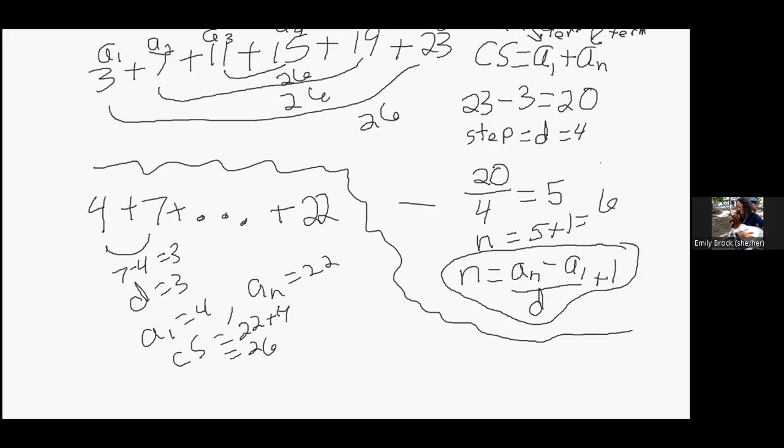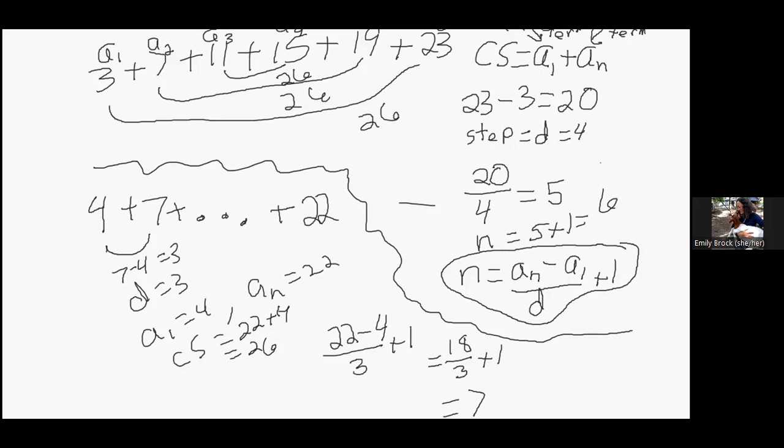The number of terms is going to be the last term, A sub n, minus the first term, divided by the size of the step, or D, which is 3. And then add 1 to include the first term. So 22 minus 4 is 18. 18 over 3 plus 1. 18 over 3 is 6. Plus 1 is 7. So there's 7 terms.